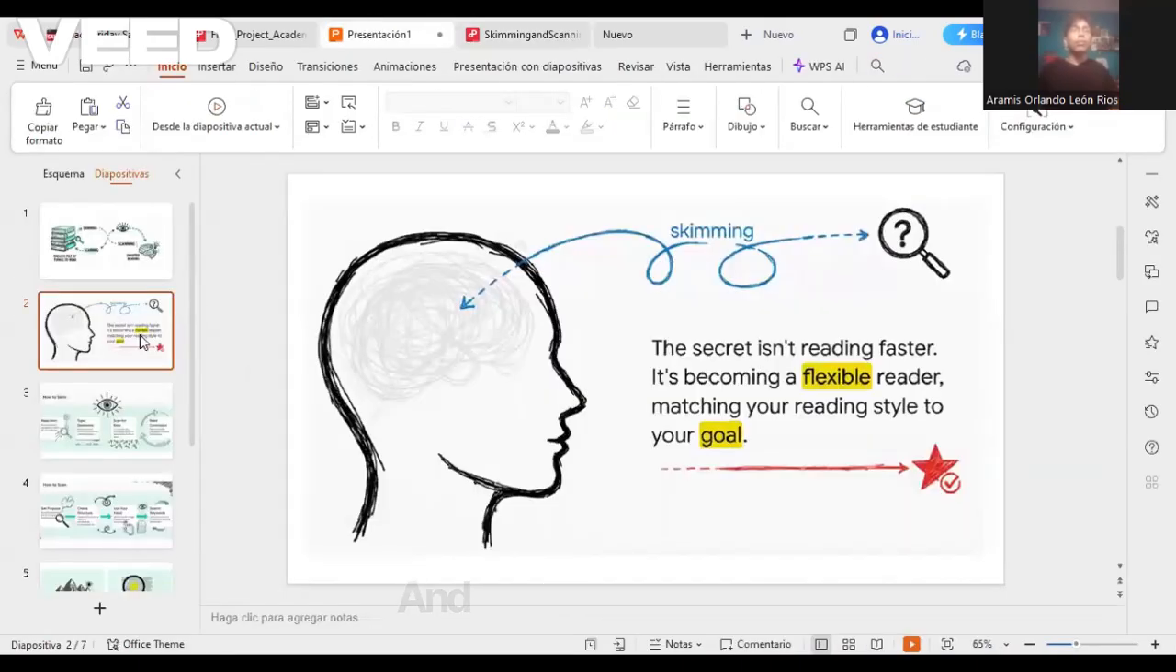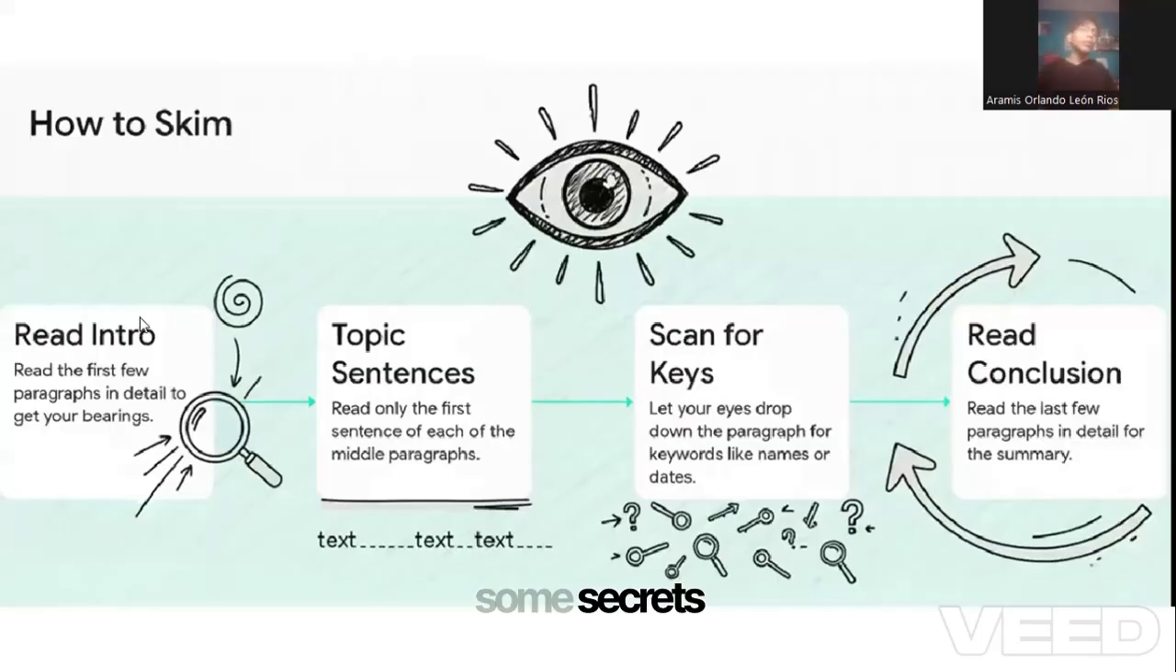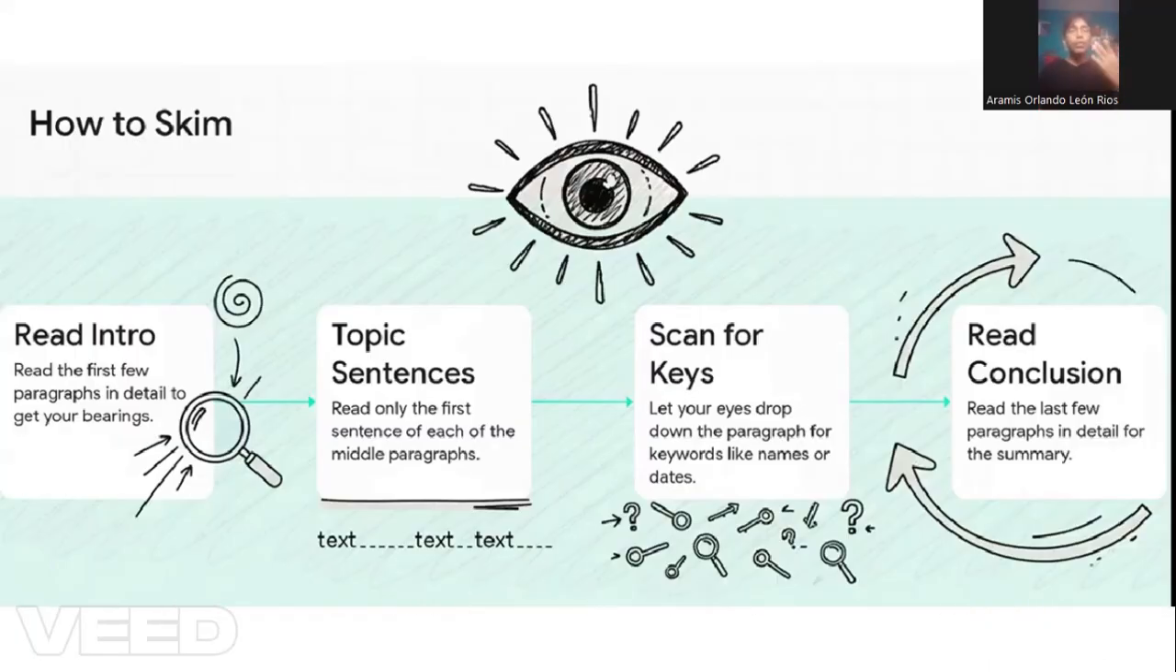Okay, and some tips, like I commented before: read through the first few paragraphs in detail to get your bearings. Topic sentences: read only the first sentences of each of the middle paragraphs. Scan for keywords: let your eyes drop down the paragraph for keywords like names or dates. And read the conclusion: read the last few paragraphs in detail for the summary. I did a very quick example of how skimming works.